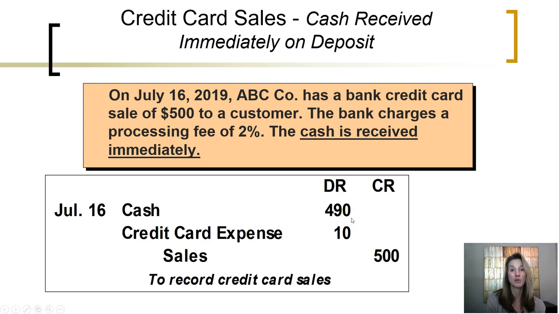So ABC will only receive $490, so we will debit cash for $490, and the $10 bank fee will become an expense of using a credit card. So we'll call that a credit card expense or a bank fee expense, some type of an expense.